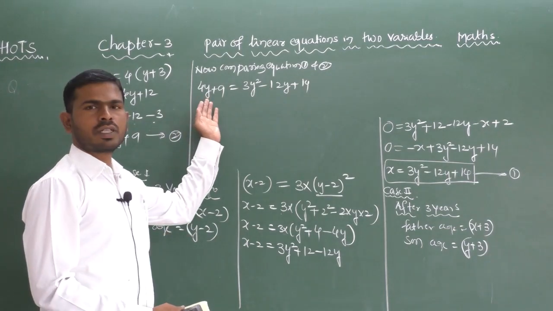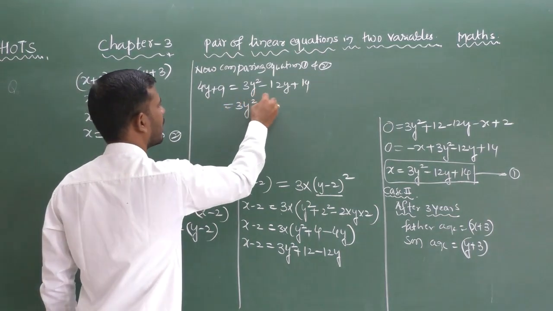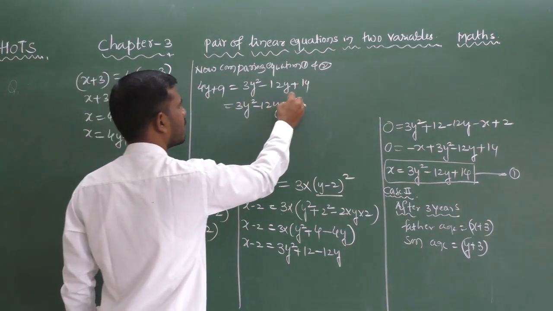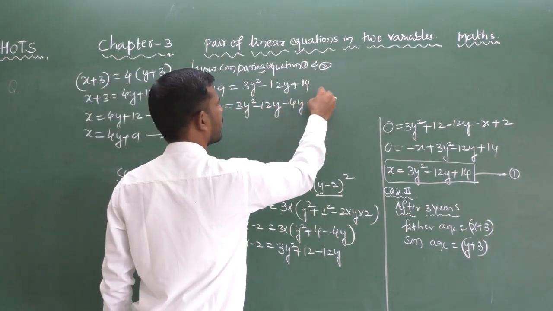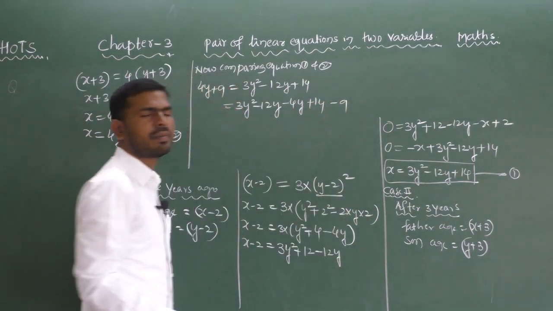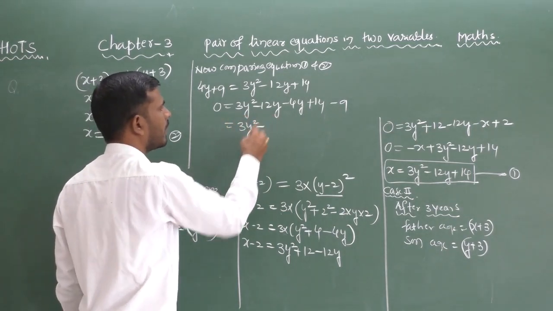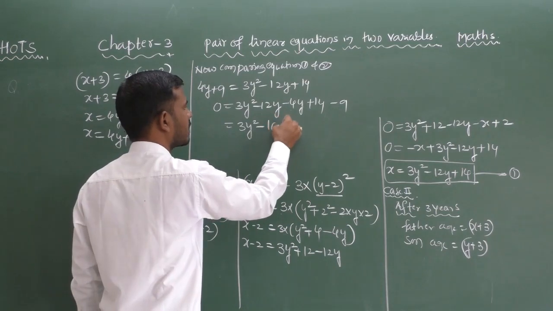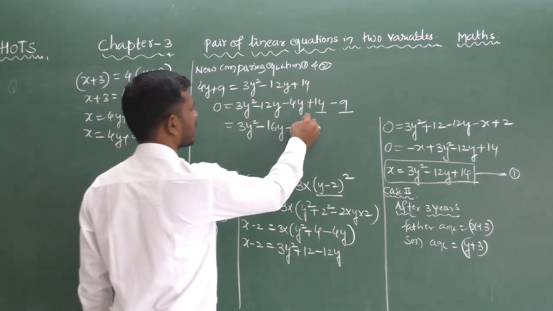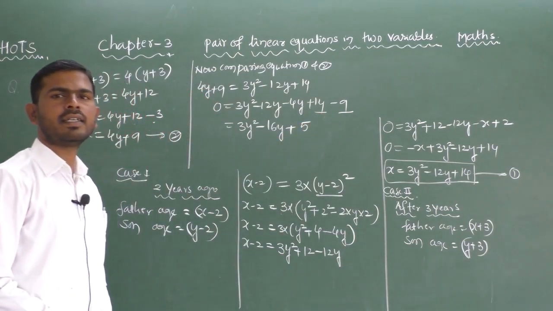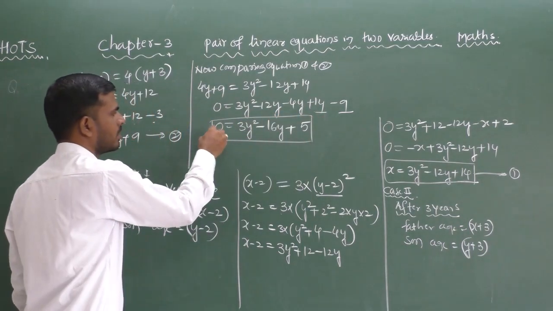Now these two terms we can take from the LHS to the RHS side, so it becomes 3y square minus 12y, plus becomes minus, minus 4y plus 14. This plus 9 becomes minus 9. Here the other side is equal to 0. So 3y square minus the total 16y plus 14 minus 9, that is 5. 14 minus 9 is 5. Now here equal to 0. This is a quadratic equation.